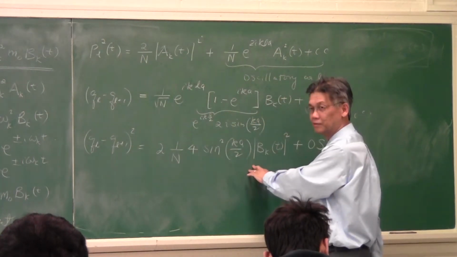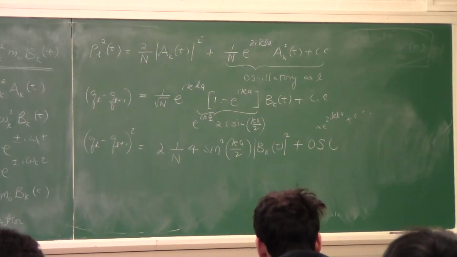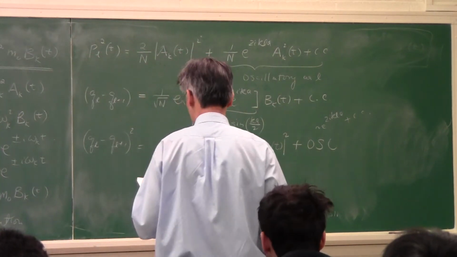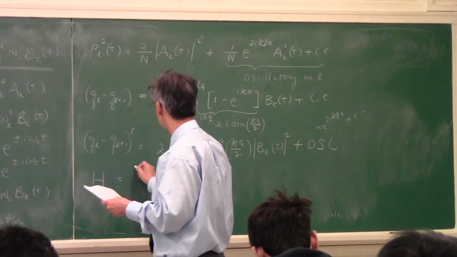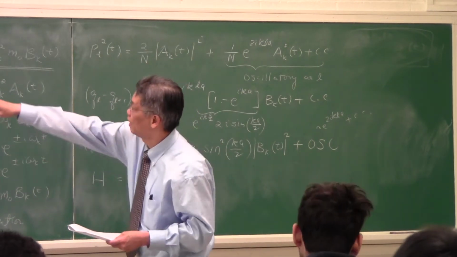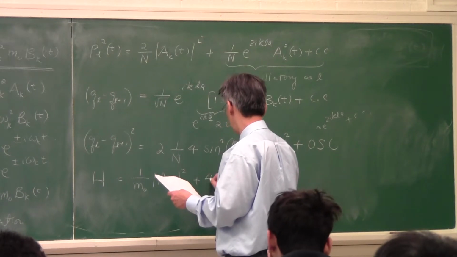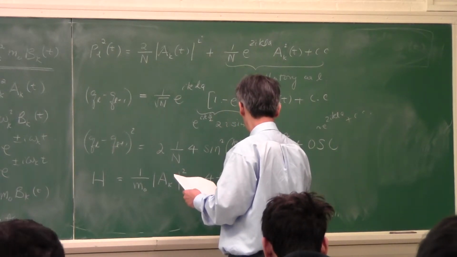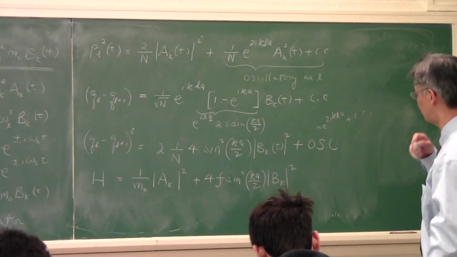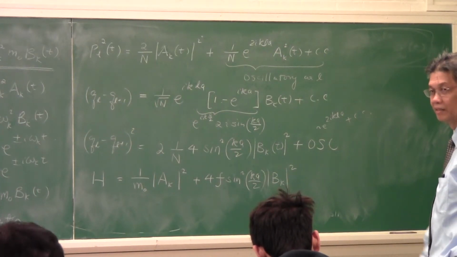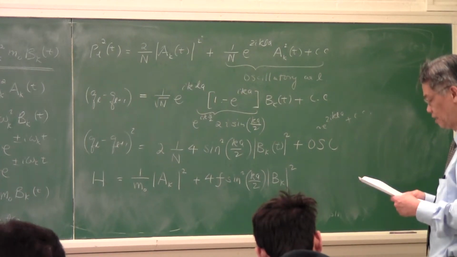These two terms have no dependence on L. So when you do this sum, you will just get a number of n. So the Hamiltonian becomes simplified, because the n would cancel with this n. Finally, it's just 1 over n0. There's a half there that cancels that too. A_k squared plus 4f sine squared of ka over 2 B_k squared. Those are functions of time. So the Hamiltonian becomes greatly simplified under the single mode picture. If you assume a traveling wave on this linear atomic chain, the Hamiltonian becomes that simple.